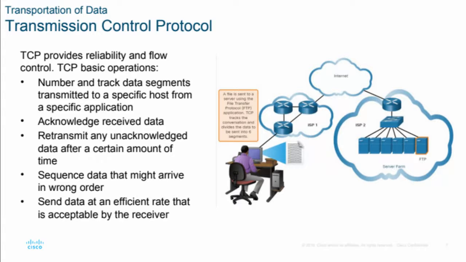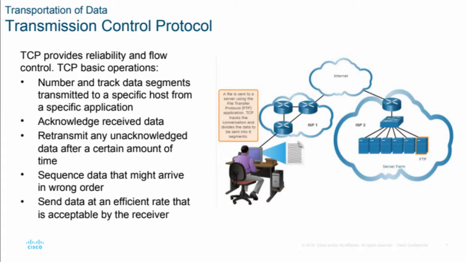It will number and track segments and acknowledge received data. Once it has received the segment, it will acknowledge: received, send me the next one. Received, send me the next one. We call this acknowledgement. It will retransmit any unacknowledged data. You sent something, but somehow it got corrupted, and you did not receive acknowledgement. You will wait for some time, and then if you don't receive acknowledgement, I will send it again. This is all controlled by TCP. I think we are beginning to like TCP, right? Good.